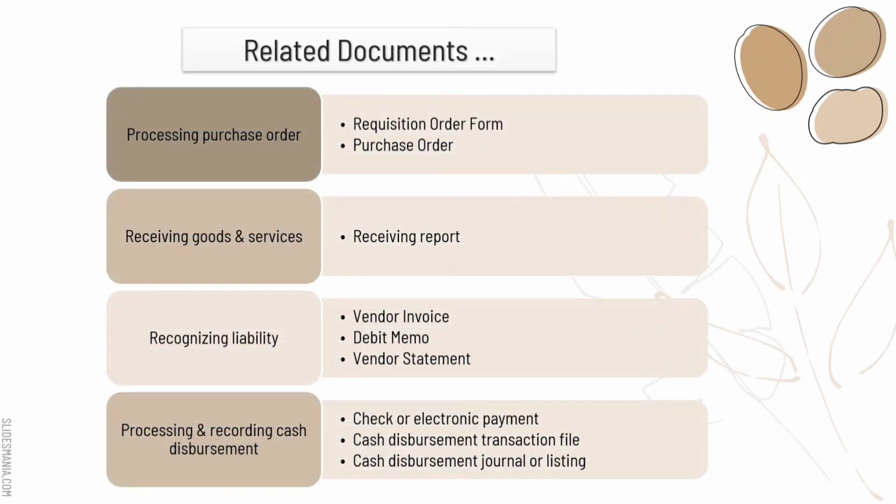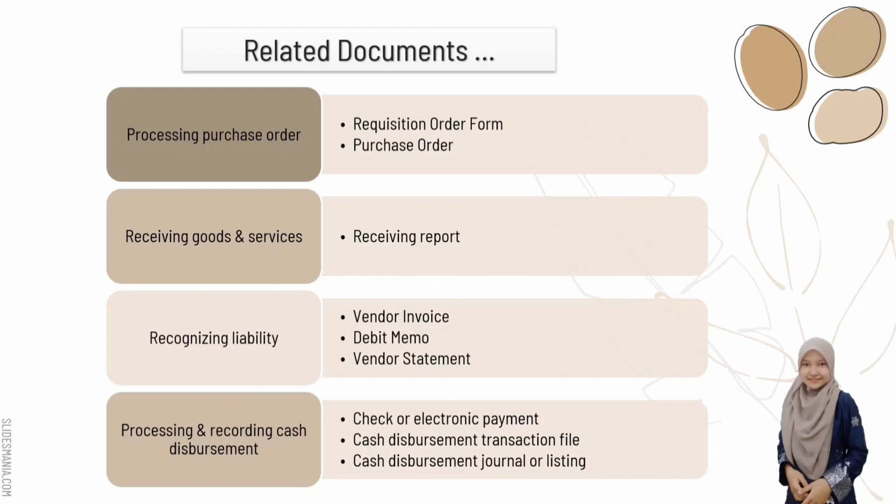We move to related documents in this cycle. As you can see, in the first column, there are 4 business functions, where the first 3 are for recording acquisition of goods and services, while the fourth is for recording cash disbursement for payment to the vendor. The first business function is processing purchase orders, which involves the purchase requisition order form and the purchase order. A purchase requisition order form is a document used to request goods and services, while a purchase order is a document used to order goods and services.